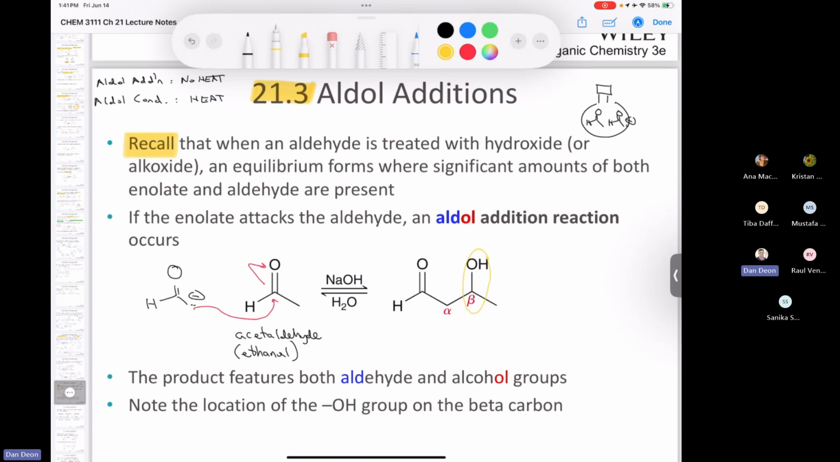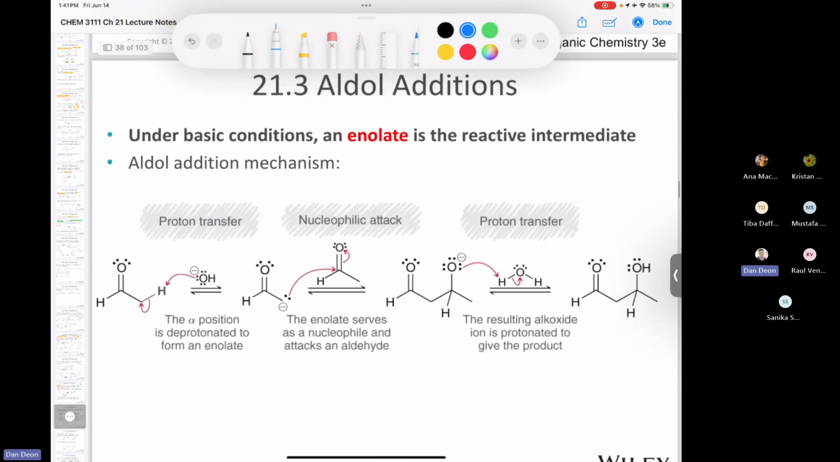And again, notice the location of the hydroxyl group. Where is it? It's on the beta carbon, okay? So it's on the beta carbon. So I bet you could have figured out this mechanism without me even showing you this slide. If I had given you an assignment and said, see if you can come up with a mechanism, this is exactly what you would have come up with.